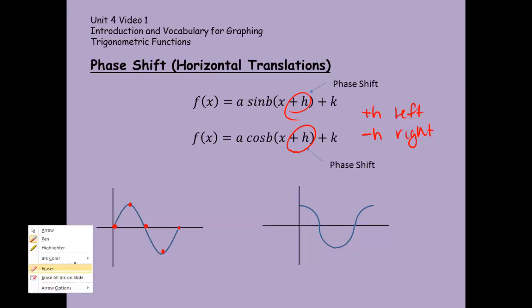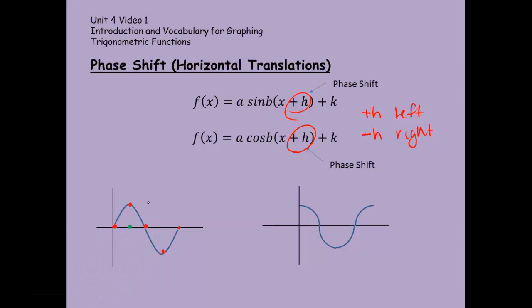And sometimes it's really awesome to have a second color pen available, because I'm going to shift these all over. And this becomes our new shifted to the right sine curve. And if I were to shift to the left, I could take each one of these points and move them to the left. And that is our horizontal translation, or phase shift.